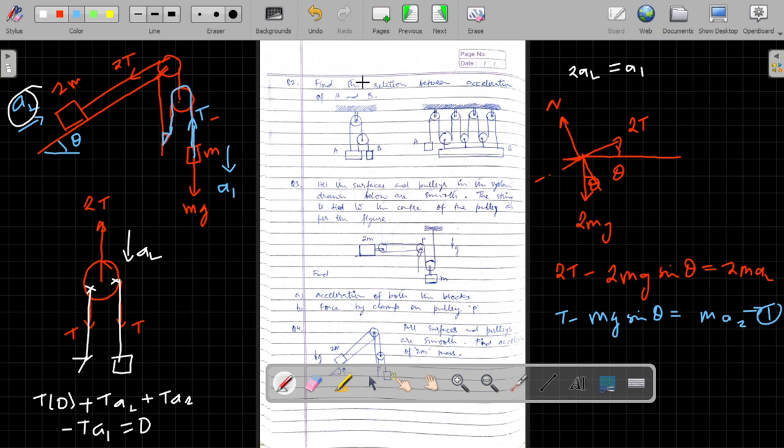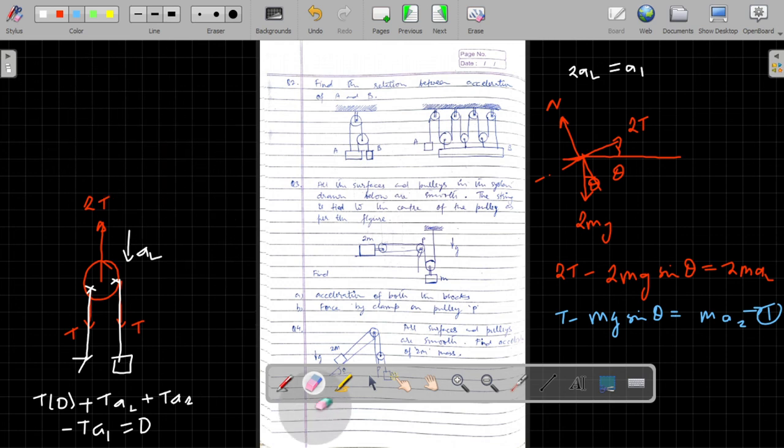Then we'll write one more equation, which should be actually easy to guess. We know the downward force acting on this particular block we are talking about. This block has an acceleration a1, and the downward force acting on it is mg. So the downward force is mg minus the upward force, that is tension, is equal to mass of the block into acceleration, that is a1.